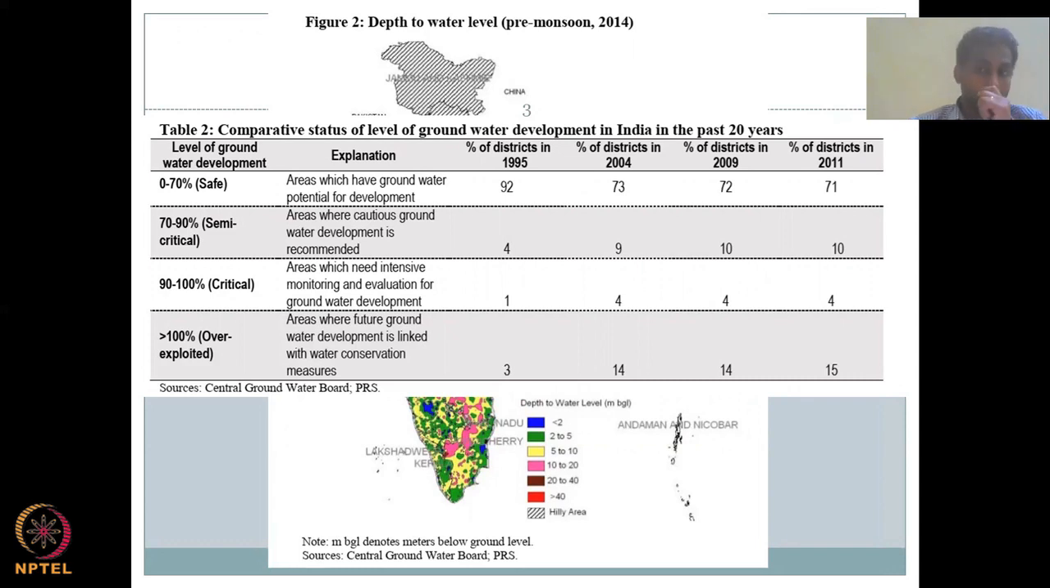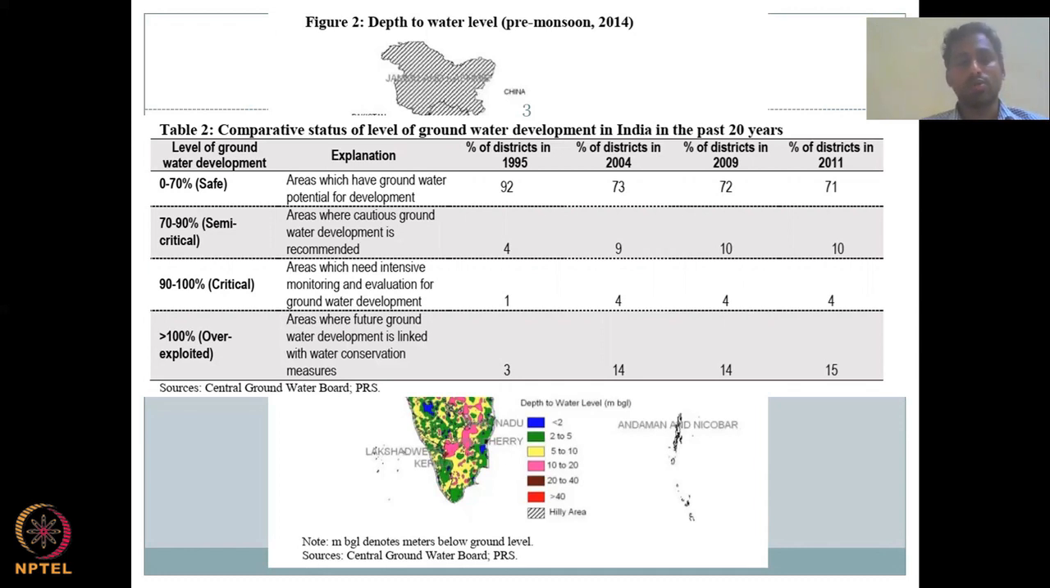So think about your bank account analogy again. If you have 10,000 rupees coming in per month as a salary, and by the end of the month you have zero balance, then that is critical, because if anything happens, you don't have water, you don't have money. But 70-90% is semi-critical, 0-70% is safe. Over 100%, which means you are using past recharged water or someone else's water, means it is overexploited.